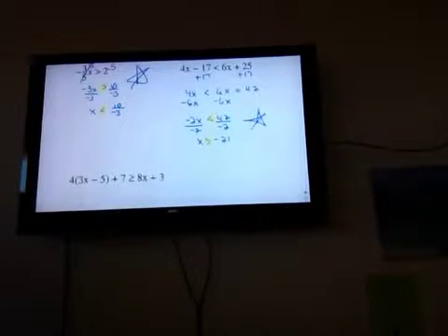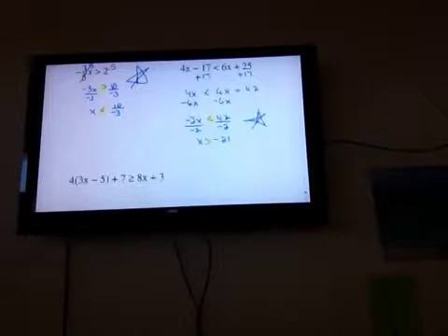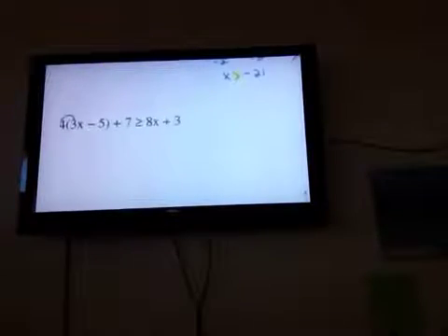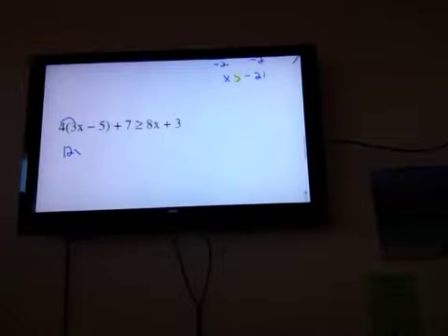Okay, next question has parentheses in it. It's our first one that encounters that. So our first step is to get rid of those parentheses. So 12x minus 20 plus 7 is greater than or equal to 8x plus 3.